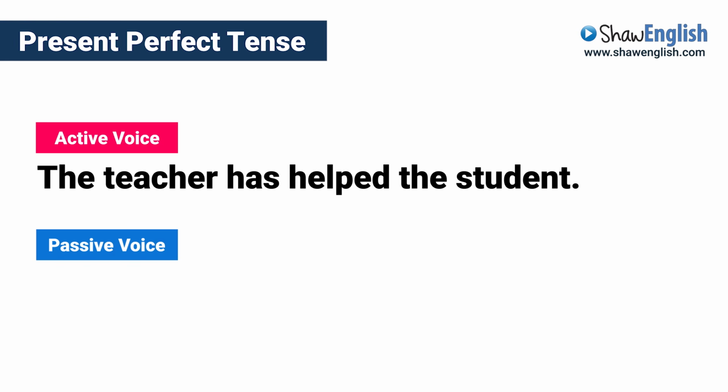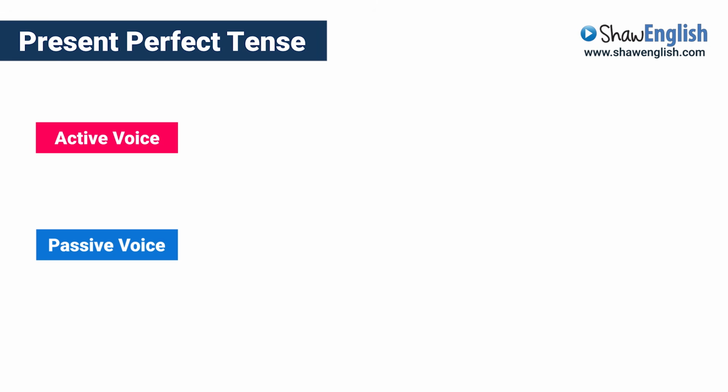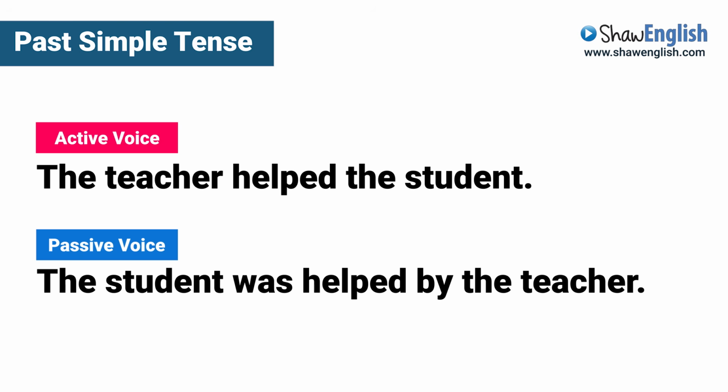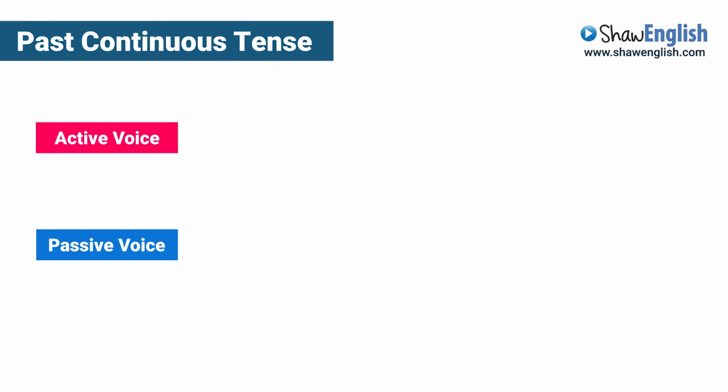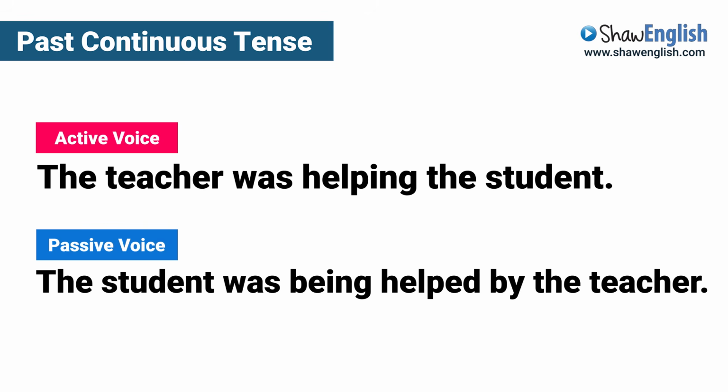Present perfect, the teacher has helped the student. The student has been helped by the teacher. Past simple, the teacher helped the student. The student was helped by the teacher. Past continuous, the teacher was helping the student. The student was being helped by the teacher.